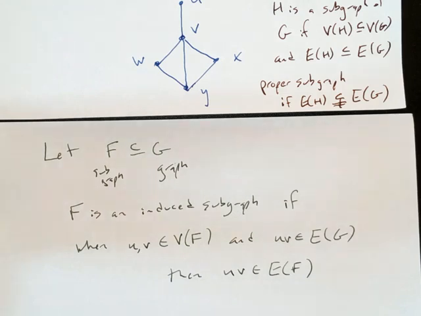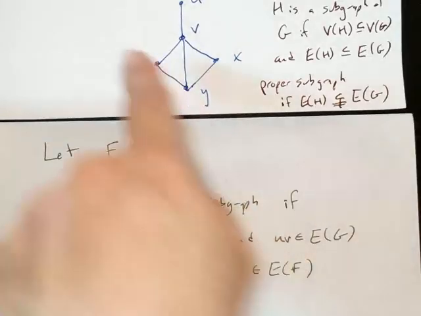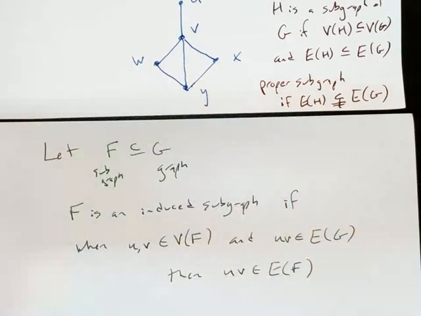So we go back to that picture on page 10 for a second. If I take this picture and I only keep W, V, and X, picked a set of vertices, what's the induced subgraph?